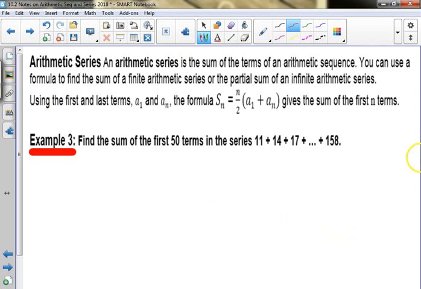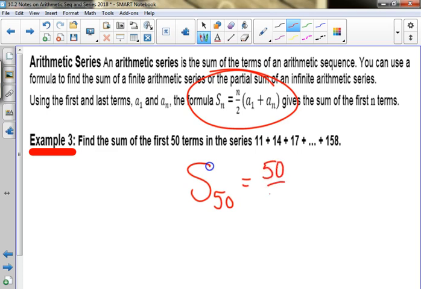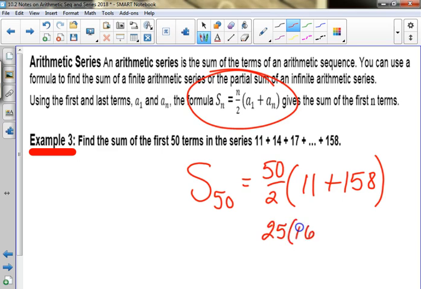So this is off your notes. It says this is what you're going to be given on the gray sheet. Find the sum of the first 50 terms. Now, this question is really easy because they gave us the first term, they gave us the last term, and they gave us how many terms they want us to add up. So the sum of 50 terms would be 50 over 2 times 11 plus 158. They told us the first term, the last term, and the fact that there's a total of 50 of them. So we get 25 times 169.